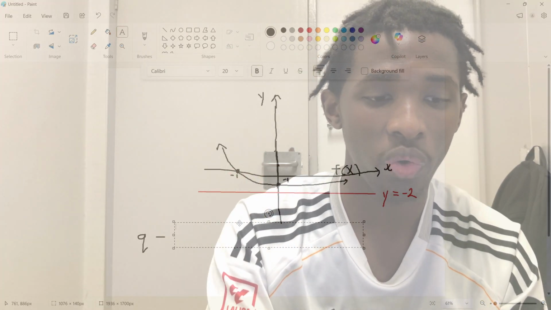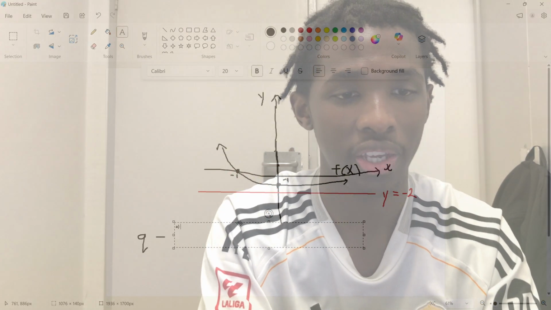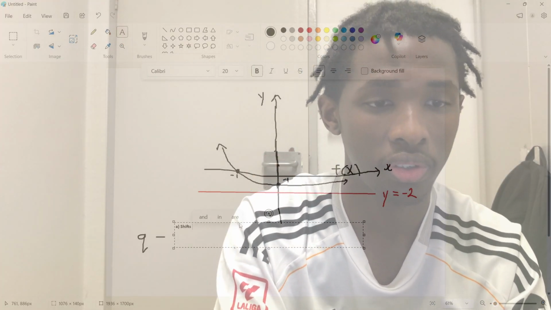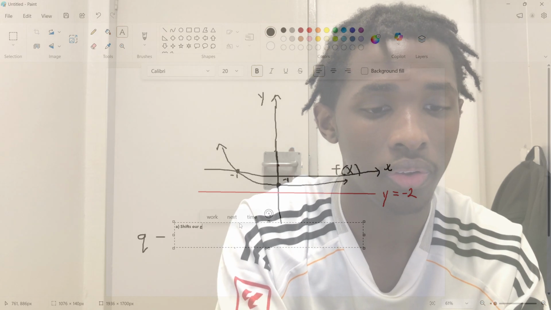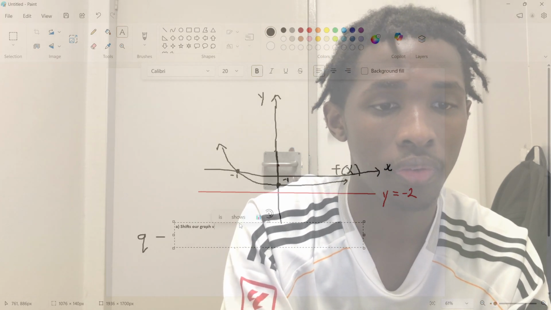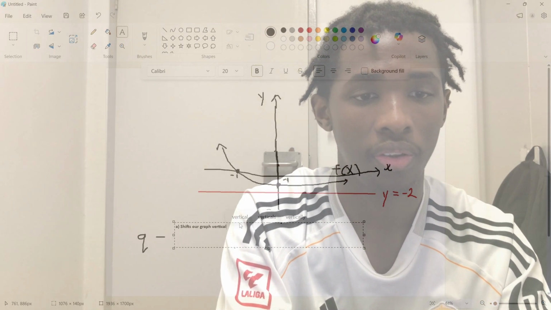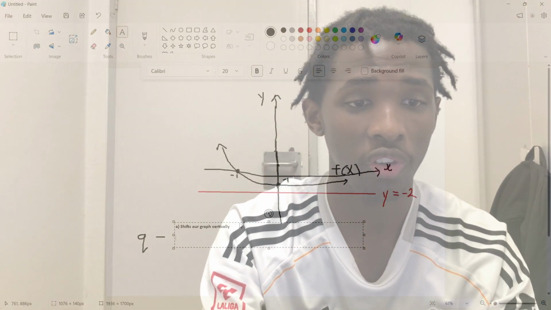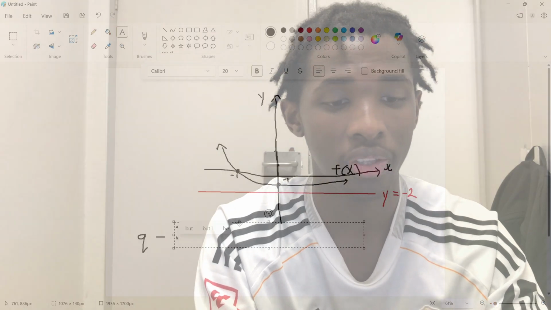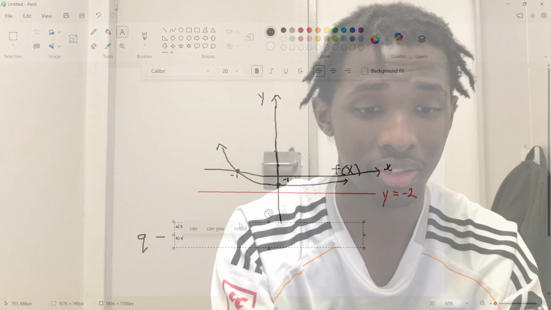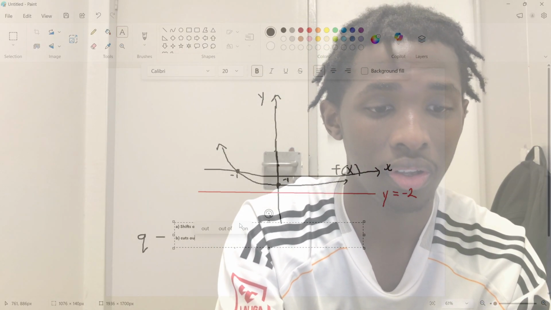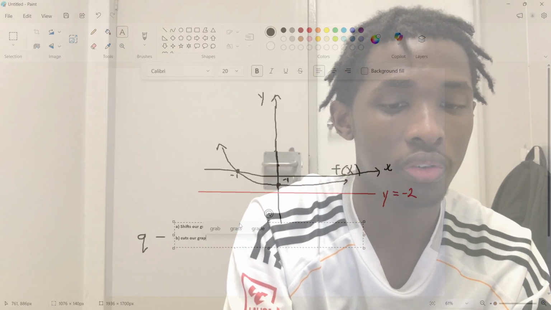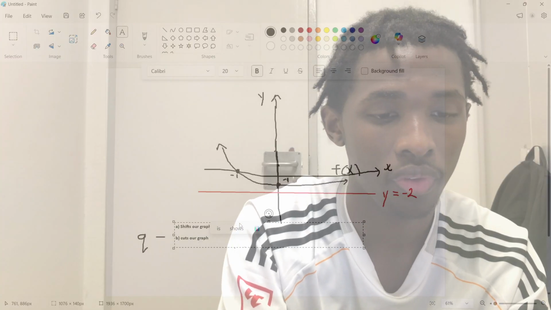So first, I think it's very important to first say A, it shifts our graph vertically. Vertical is this, but also it's very important to understand that it cuts our graph horizontally.